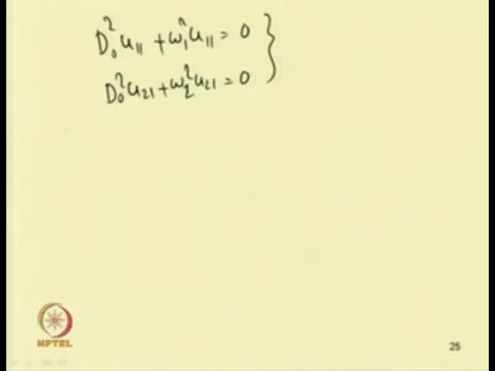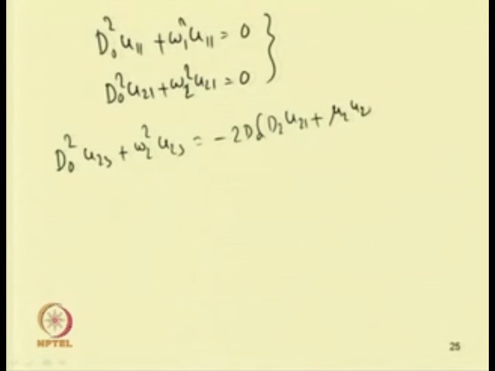Now, of the order of epsilon to the power 3, we can write d 0 square u 2 3 plus omega 2 square u 2 3 equal to minus 2 d 0 into d 2 u 2 1 plus mu 2 u 2 1 plus alpha terms. So, one can go on writing these terms.